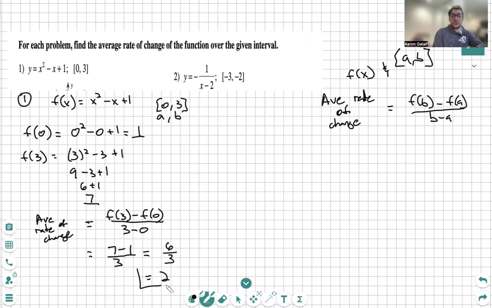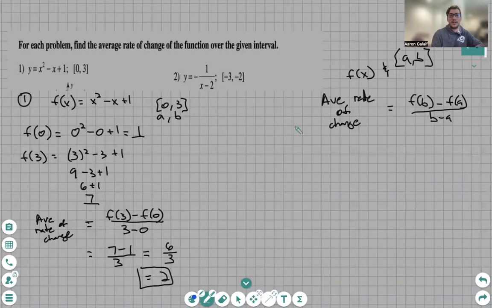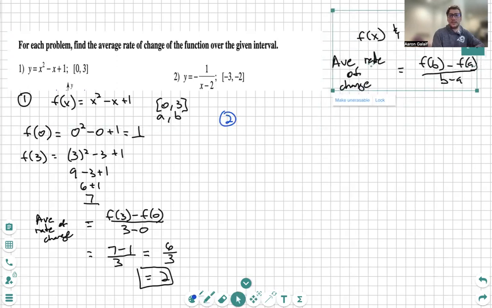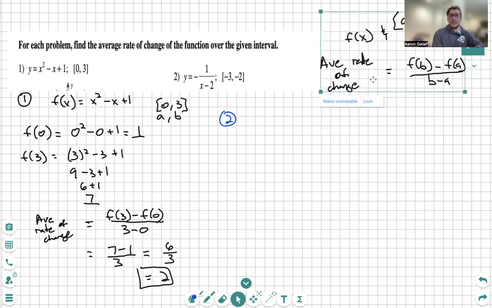So our average rate of change for the function x squared minus x plus 1 on the interval from 0 to 3 is equal to 2. That is all. Let's do one more and call it a day. Number 2. Again, we're going to solve for them individually and then apply them together. So, shall we? We shall.